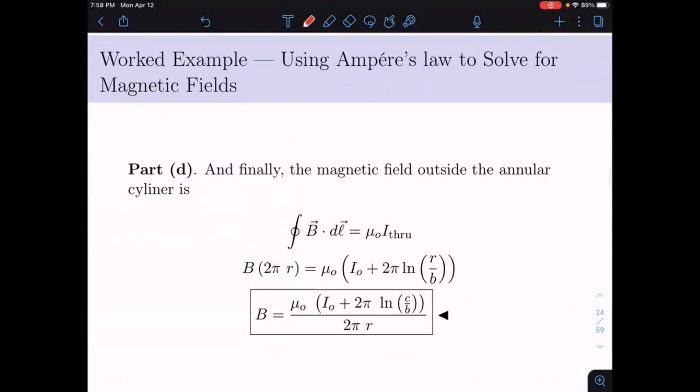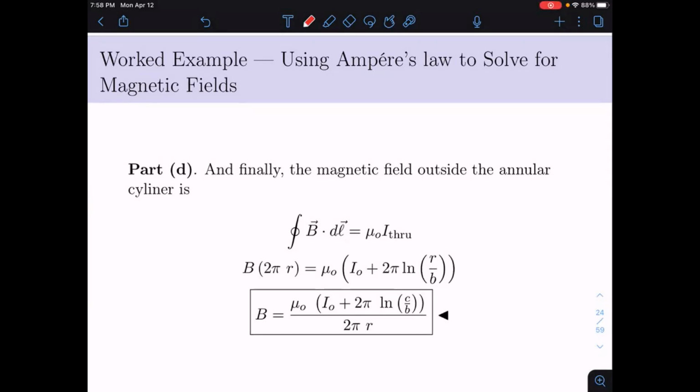All right, so at that point, our problem solving process is done. We've got the B field at 4 different places in our current carrying wire. Does anybody have any questions after that? Cool. Take that as a no.